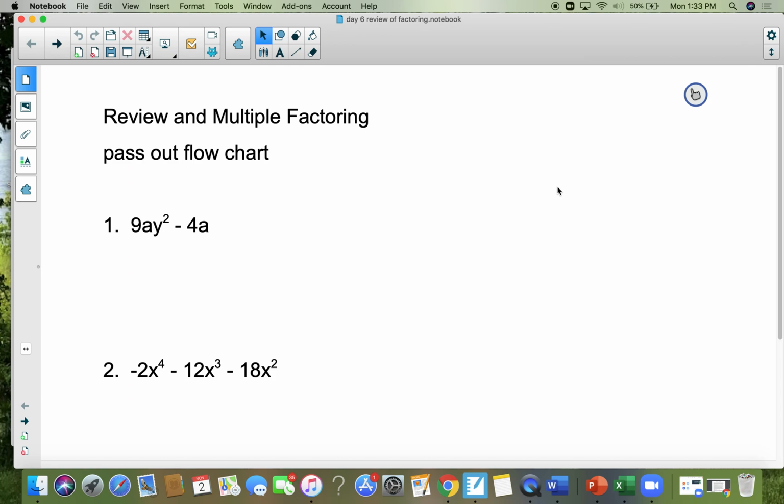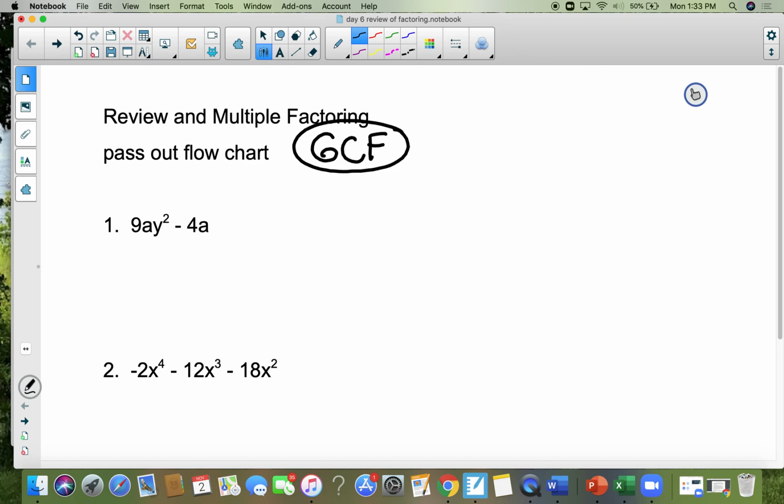So now you're going to do multiple ways. Remember, we learned the 4 different ways. Now we're going to do multiple. So the first thing you're going to do is always check for the GCF. So I'm going to take out an a. Everybody see that there's an a in common with both of them?